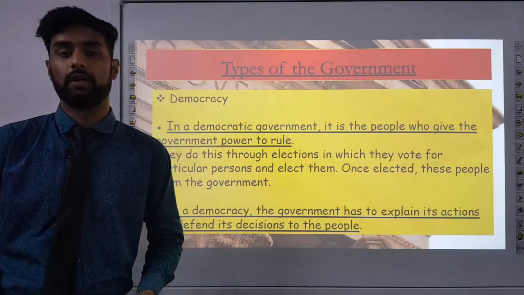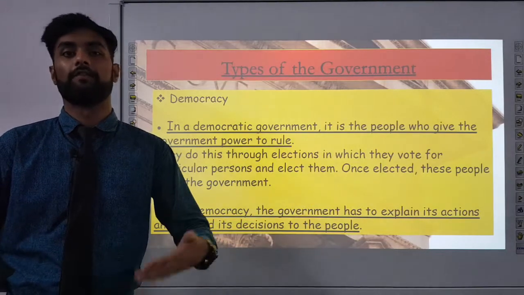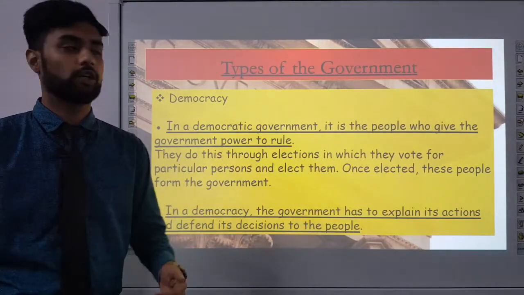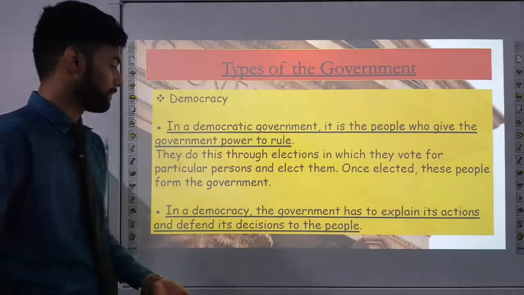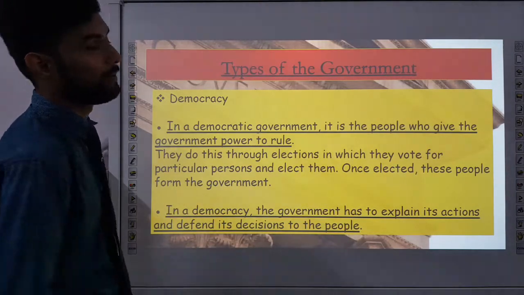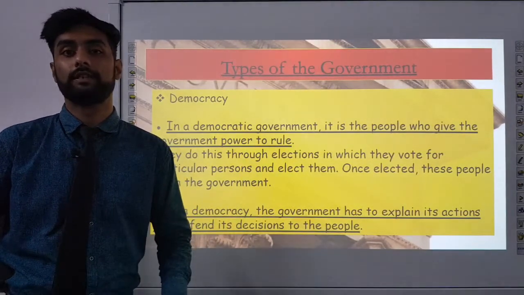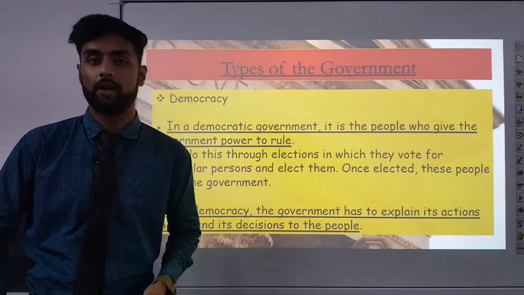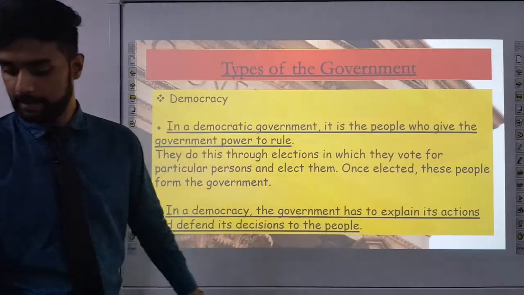Usually you must have also noticed that during election your parents must vote for someone, right? And then whichever party wins, they form the government. Once elected, these people form the government. और एक बार अगर election में आप जीत जाते हो, then you form the government for a set period of time. And then what happened after that time? Another elections. In a democracy, the government has to explain its action and defend its decision to the people. मान लो that government has made a certain law which is not accepted by the people. Then the people can raise their voice, they can take out rallies and strikes in opposition to the government, and then the government has to take back their law. But it cannot be done in a monarchy. So the democracy is a very good form of government.